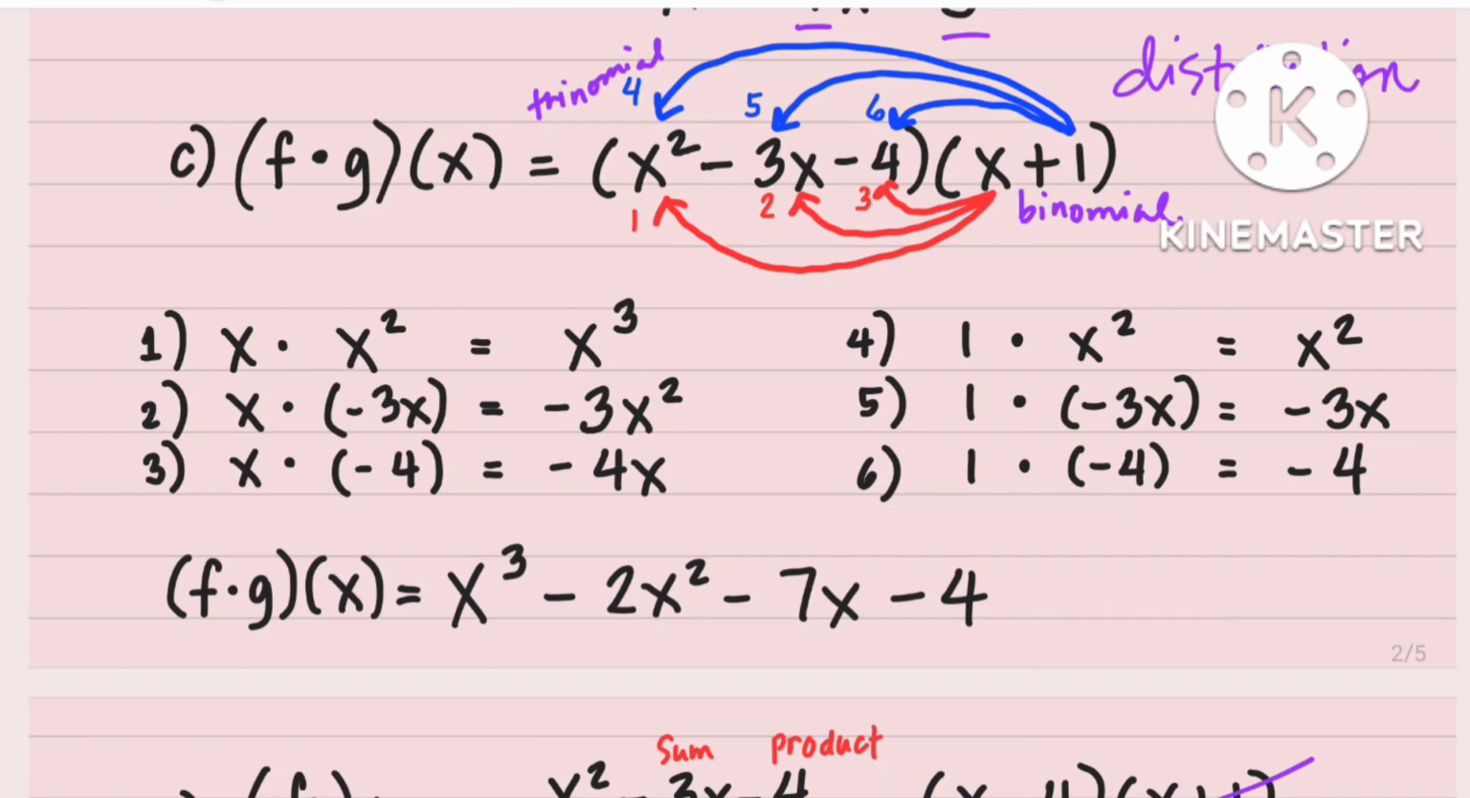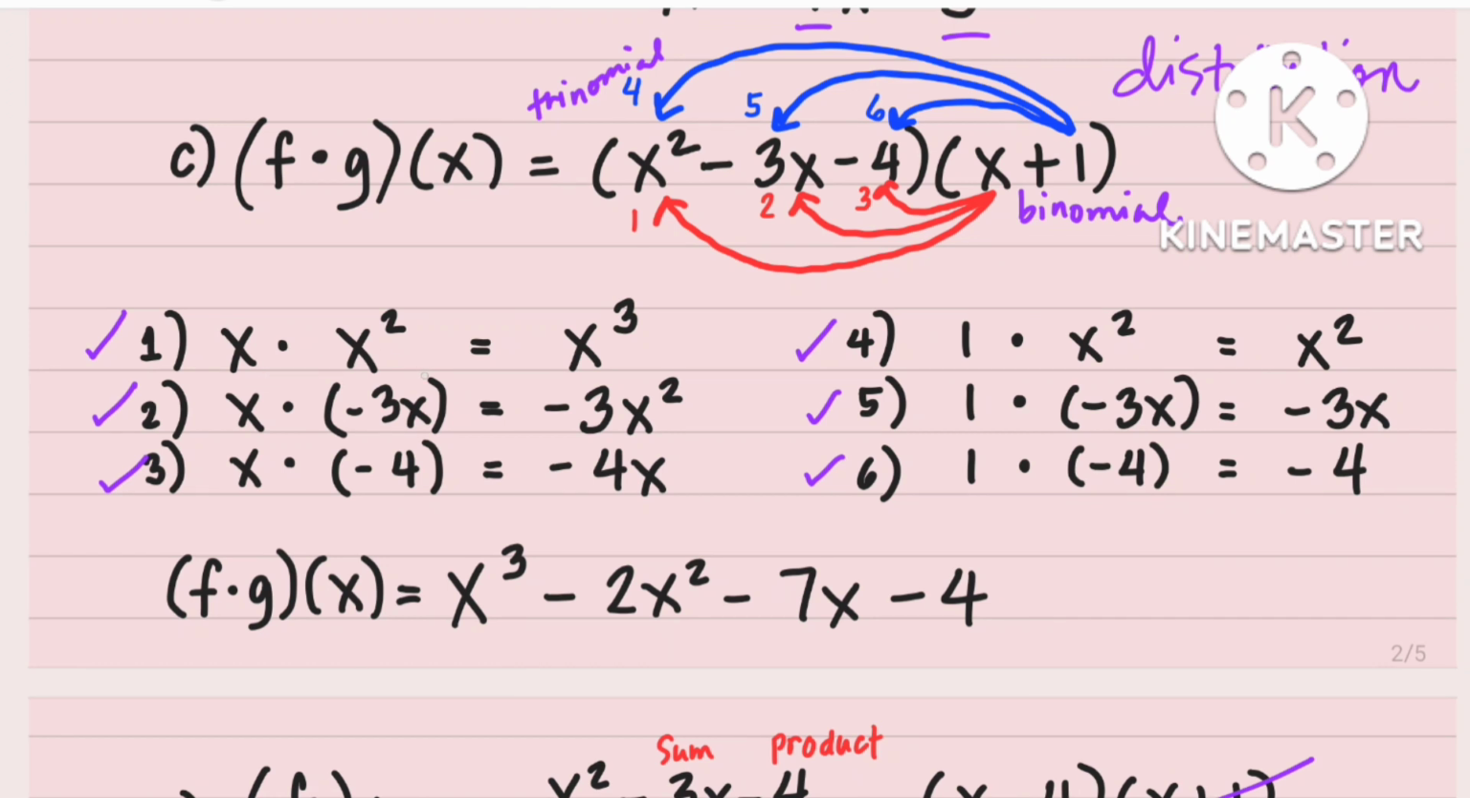So as you can see, first we will multiply x by x squared. This is it. Then we will multiply it by negative 3x. Then by negative 4. After which, we'll proceed to 1. We'll multiply it by x squared, and then by negative 3x, and then by negative 4. After that, we will now solve each.